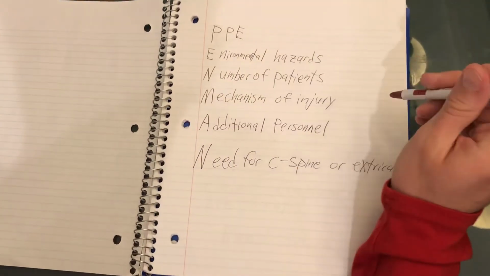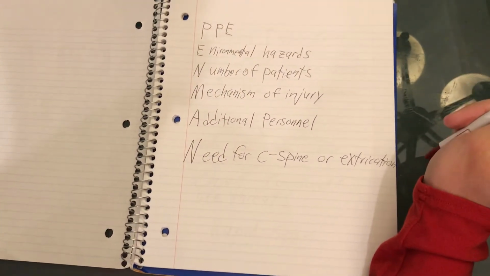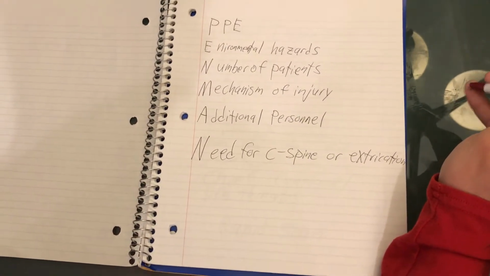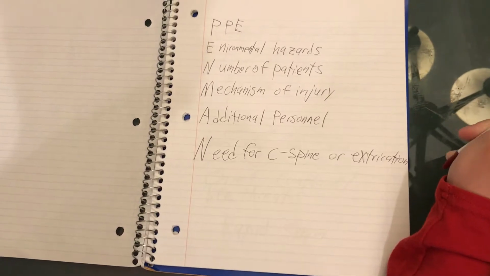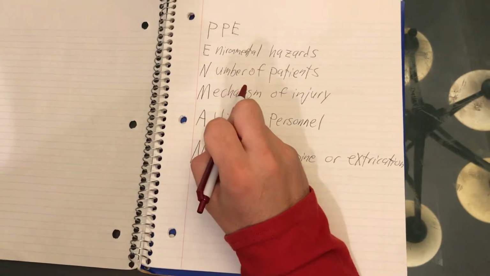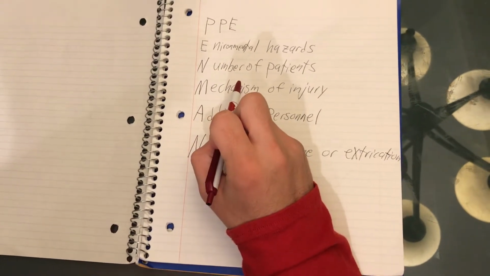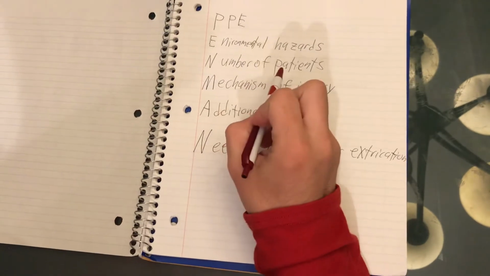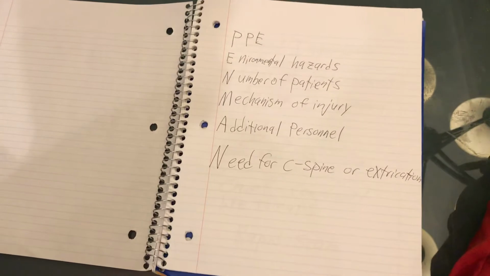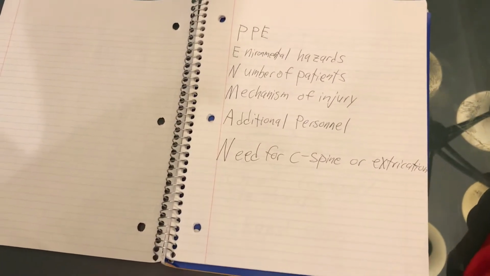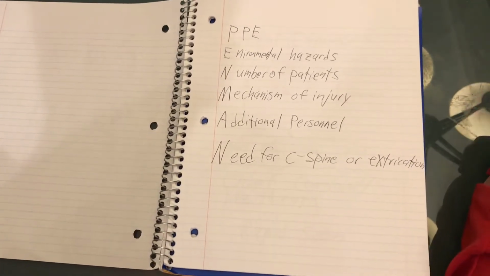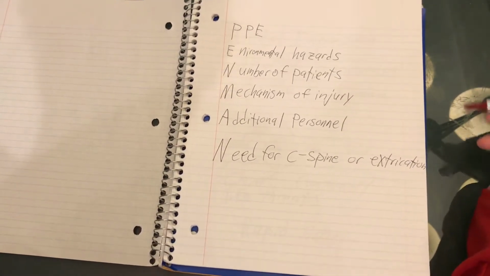E is environmental hazards. So basically if the car is on fire in a car crash or something like that, then you're not going to approach it. You're going to wait for the fire department or other properly trained personnel. Number of patients you have to determine in case you have to prioritize them and in case you need any more help with anything. Mechanism of injury, which is what happened to cause injury to the patient. So for our car crash example, it'll be a motor vehicle accident.